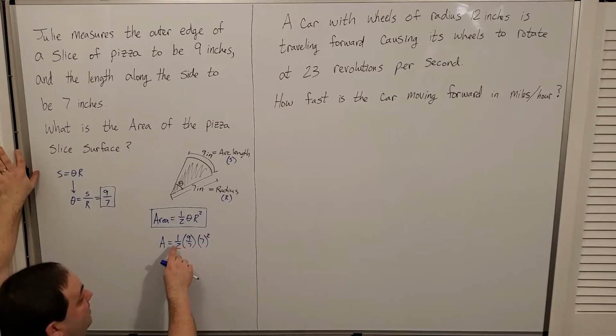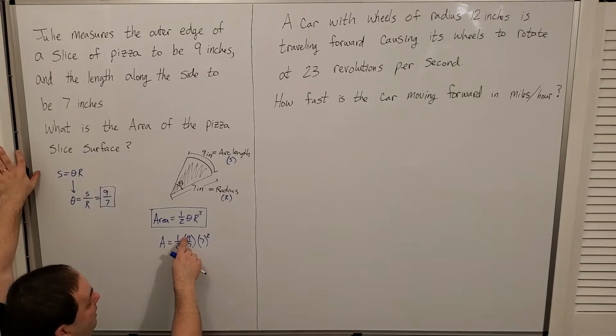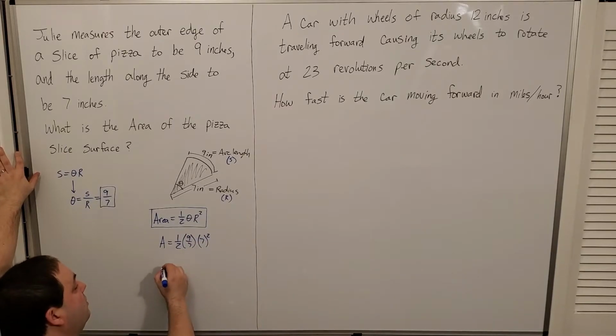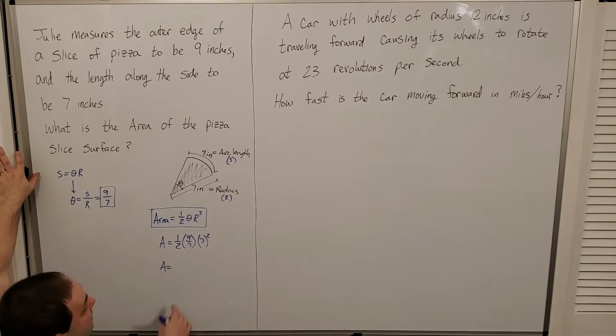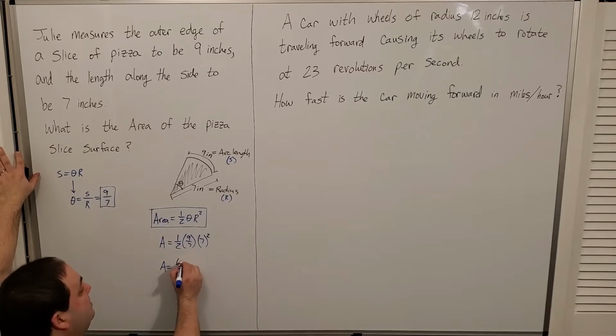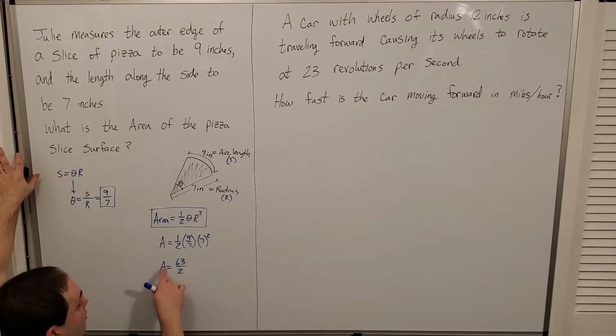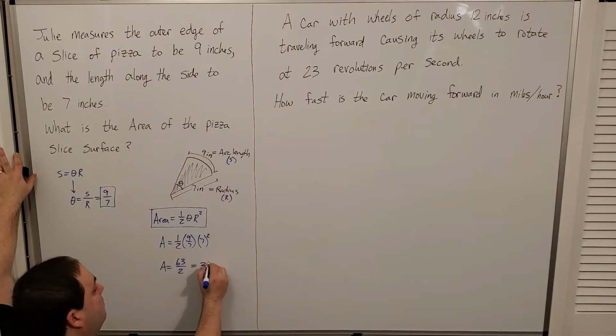Okay? Next, notice I've got 1/2, and then 9, and then I've got 7, and then one of these 7s is going to wipe out with one of those. So what I ultimately end up with is 9 times 7 over 2, 63/2, right? Or 31.5 square inches.